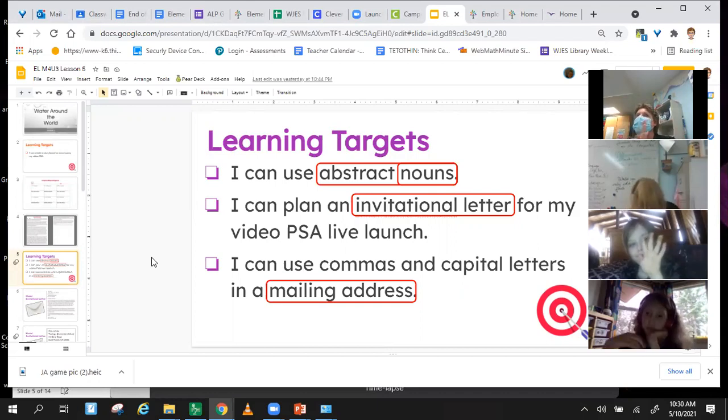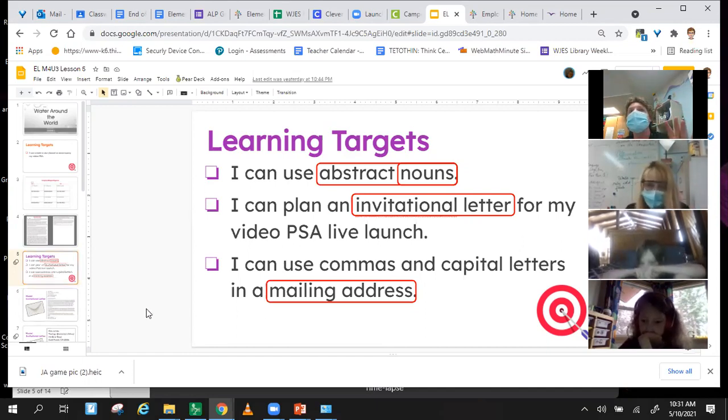All right, we are going to do three more learning targets. We probably won't finish all three of them, but we will get as far as we can. The first learning target is, I can use abstract nouns. So we're going to talk about what an abstract noun is. We are going to plan our invitational letter for our PSA, and review what it is like to write an address using commas and capital letters. We probably won't get to all of that, but we're going to see how much we can get done. So our first one, using abstract nouns.